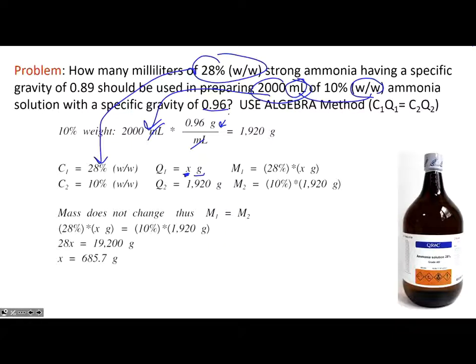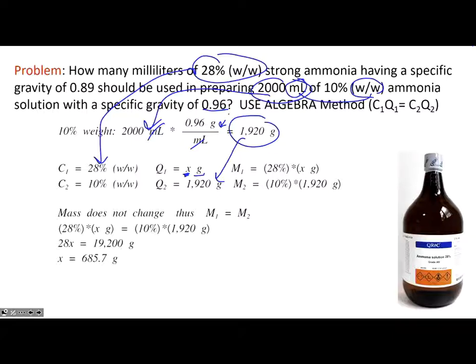What am I going to get at the end? What's my C2? Well, my C2 is 10% weight per weight. And what is my Q2? Well, remember, that's why we converted it already. My Q2, I know, is 1,920 grams. So it's pretty straightforward. Since mass 1 equals mass 2, I can say that 28% times X grams is going to equal my 10% times my 1,920 grams.